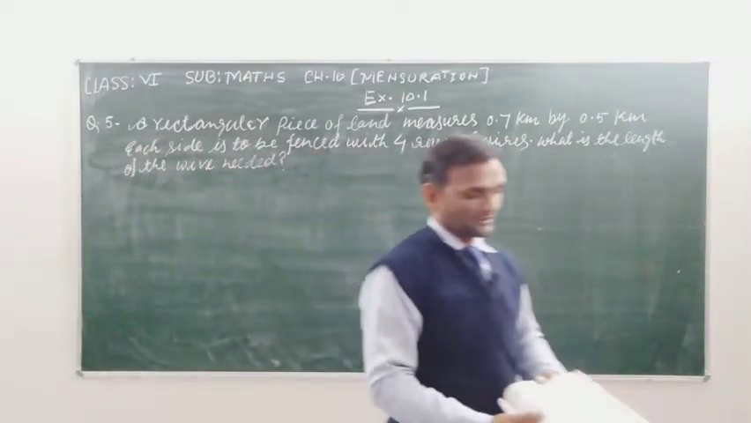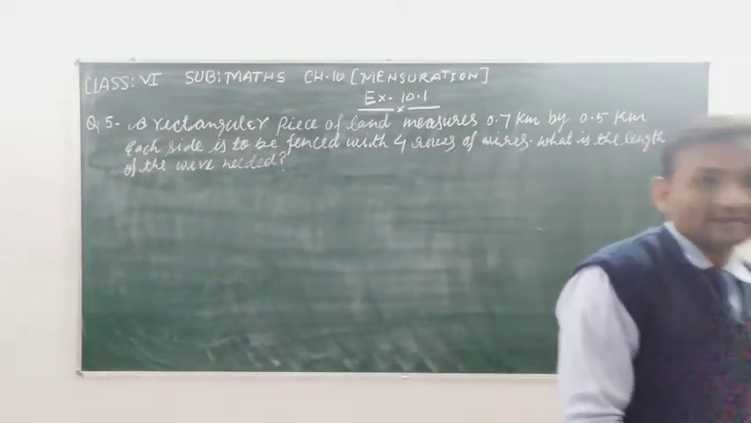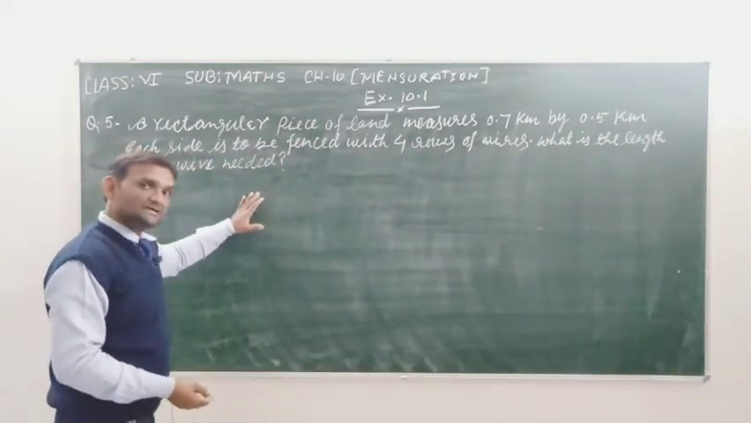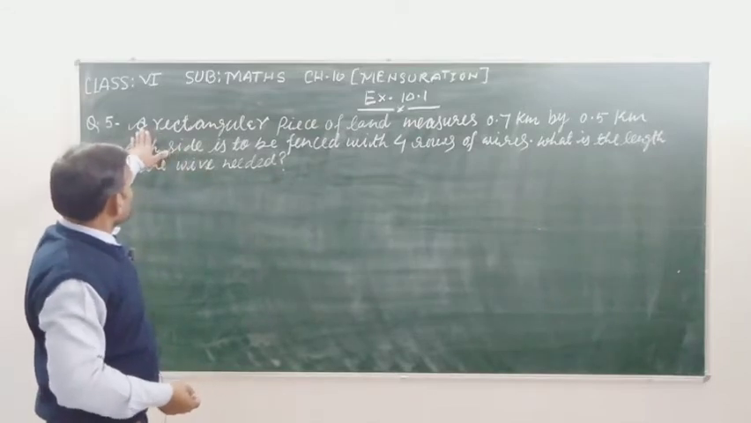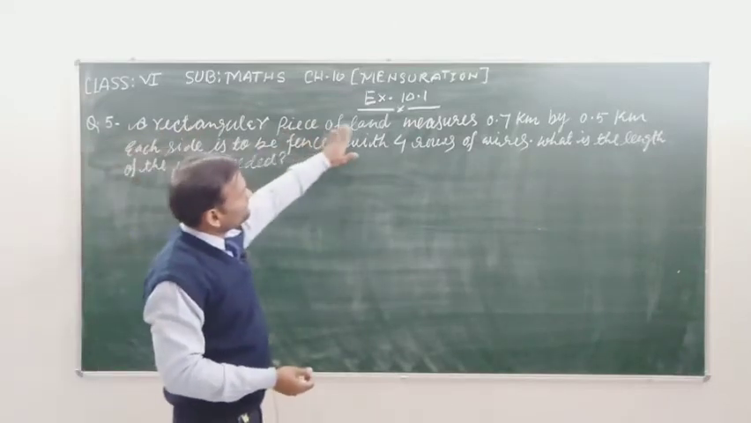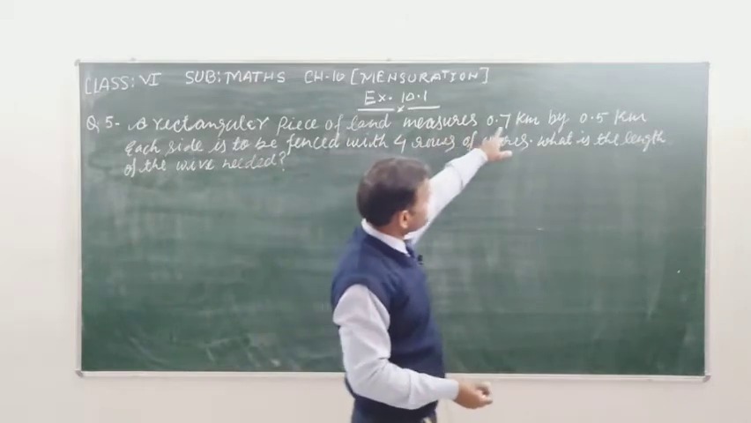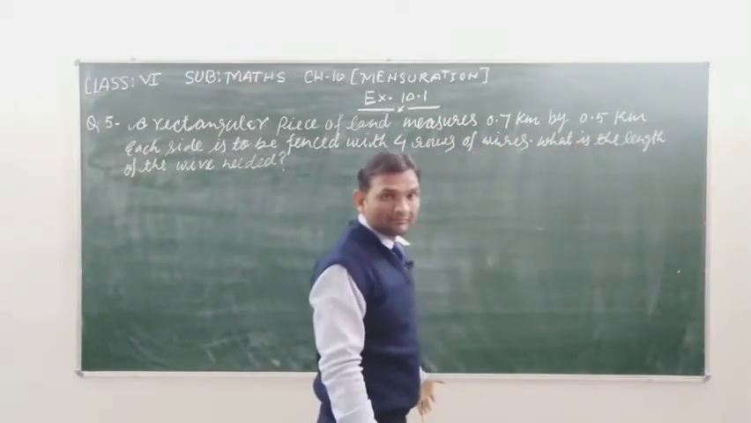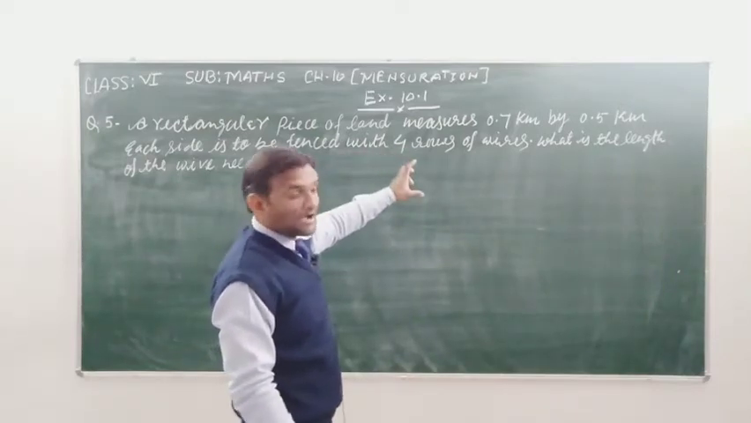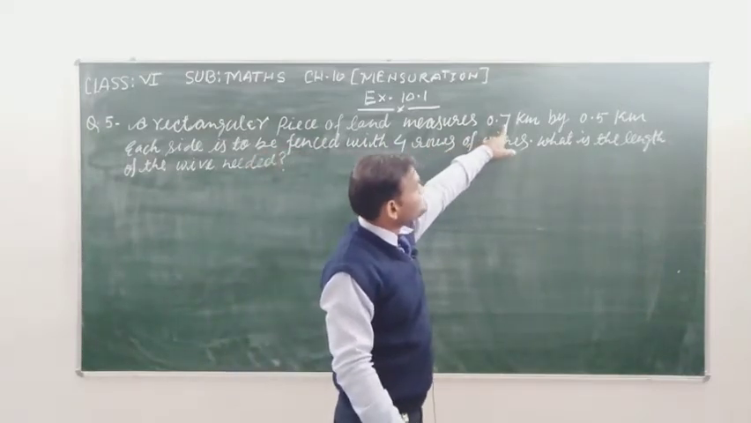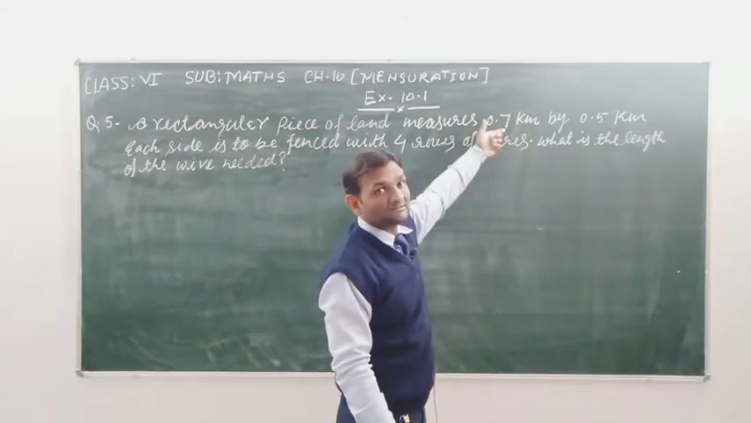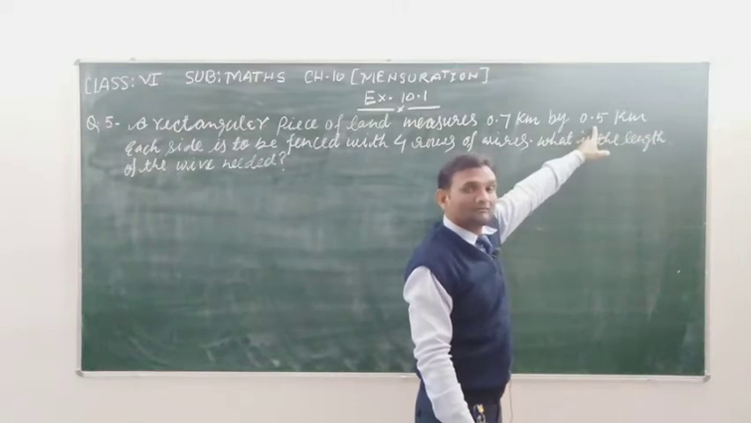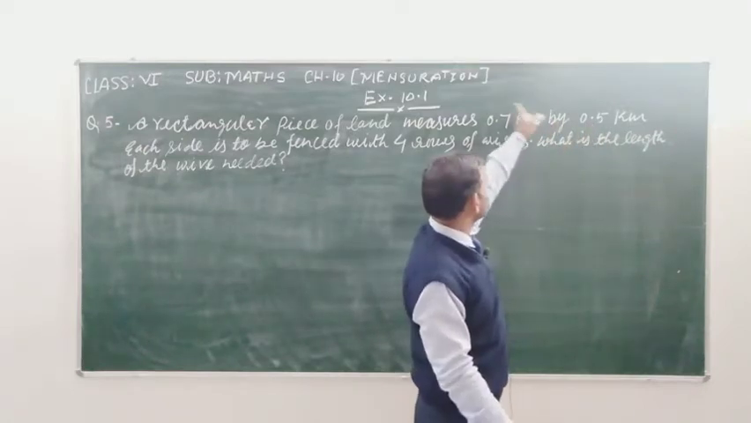This is the question, student. So, firstly, try to understand the meaning of the question. After this, start your calculation. A rectangular piece of land measures 0.7 kilometer by 0.5 kilometer. There was a land, and the length of that land is 0.7 kilometer. This is the length, and this is the breadth. Breadth of the land is 0.5 kilometer. You know, because this is greater and this is smaller.